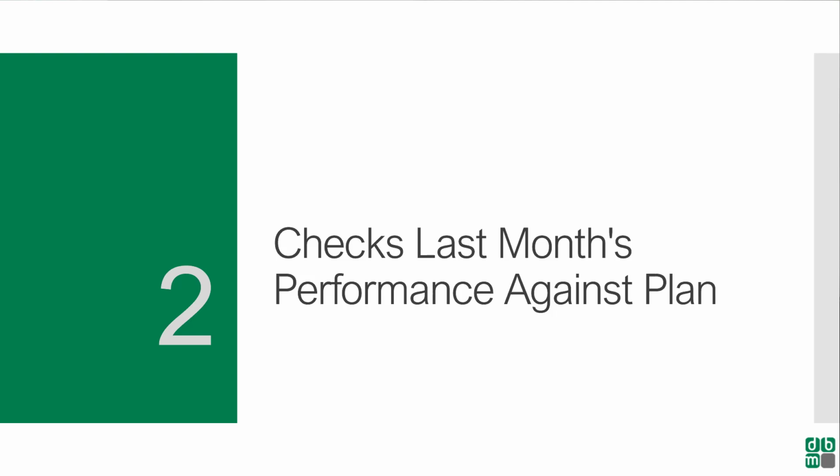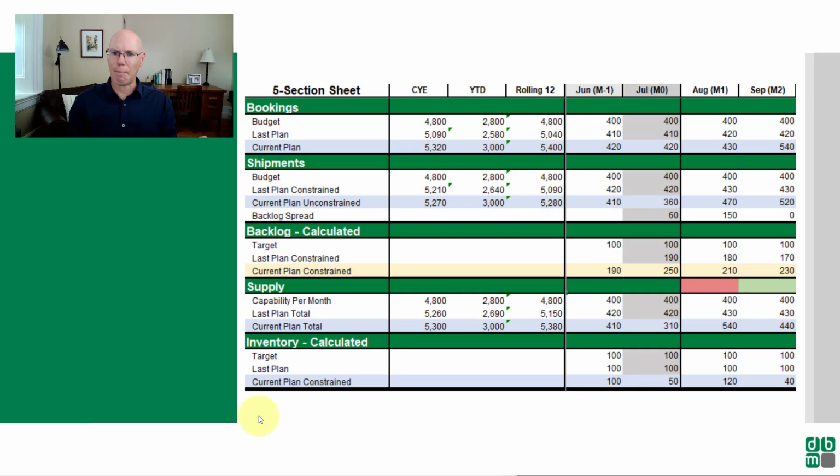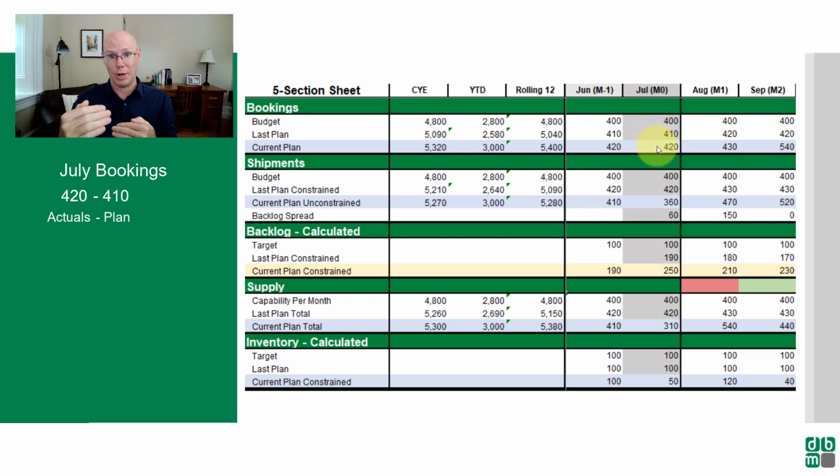Next, the 5-section sheet checks last month's performance against the plan. This is where you compare your actual results with what happened for that period. For example, if your bookings were planned at 410 units but actually came in at 420 units, there's a 10-unit variance. This isn't really a significant difference.